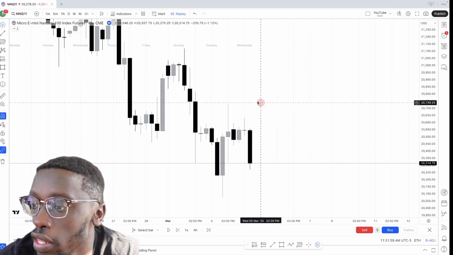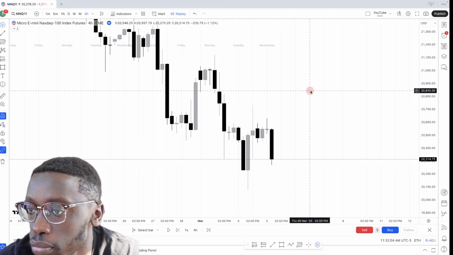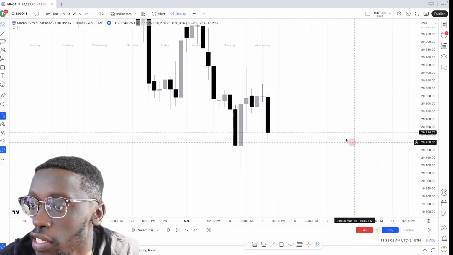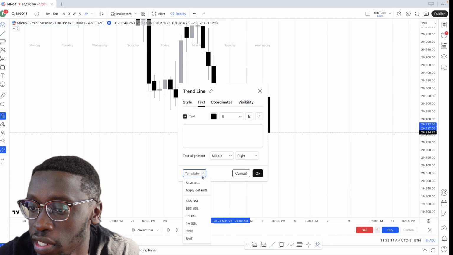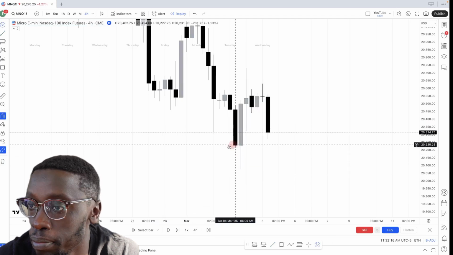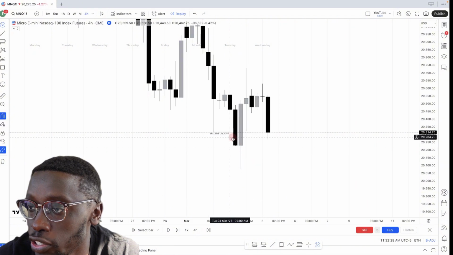So the first thing that you'll notice, looking at the charts, by the way, I'm on a 4-hour chart here, is that yesterday we did sweep the previous day's low and the previous day's liquidity from Monday. That was something that was important to note going into yesterday and also today.